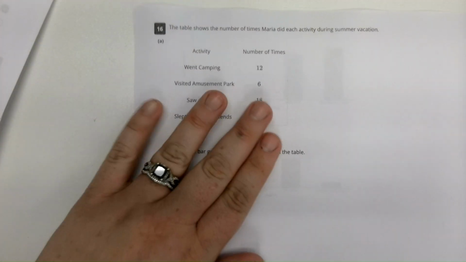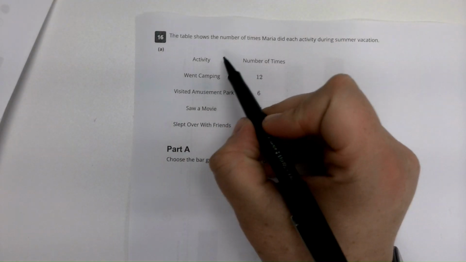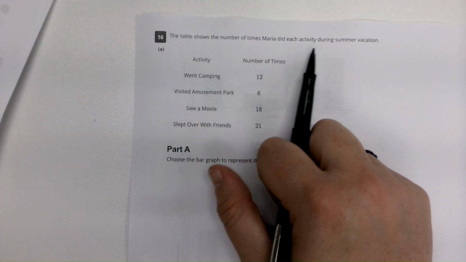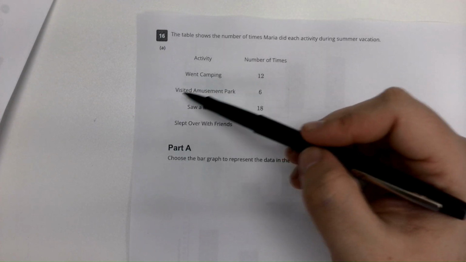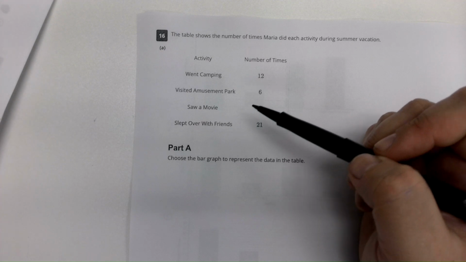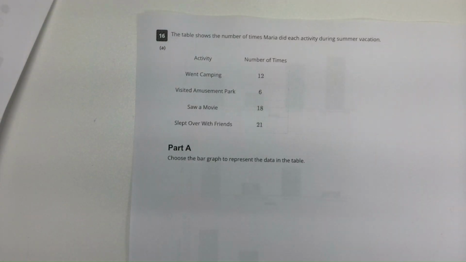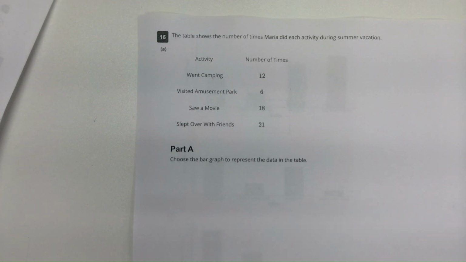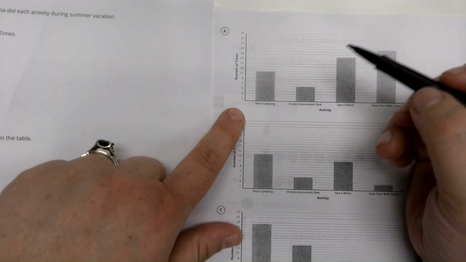All right, so number 16, it's on 2 pages. You're going to use this to reference the graph. It says the table shows the number of times Maria did each activity during summer vacation. We have went camping, visited an amusement park, saw a movie, and slept over with friends. And so this is a 2-part question. Part A asks us to just choose the graph that actually shows that information. So I'm going to look right here. I think it's on the back of your paper. And we're going to look.